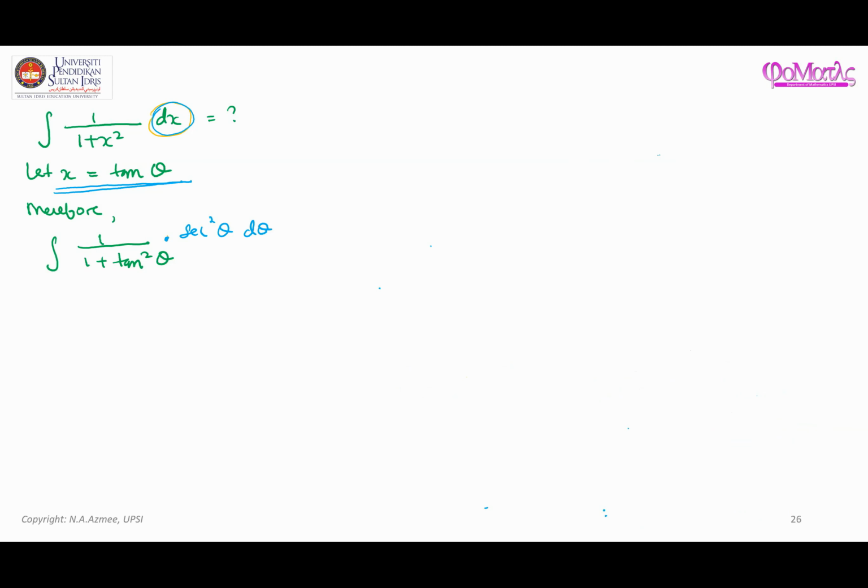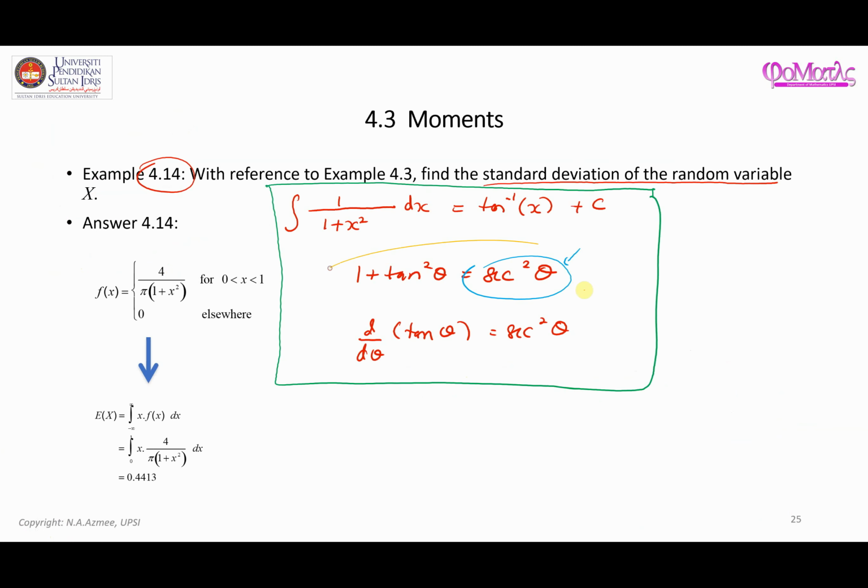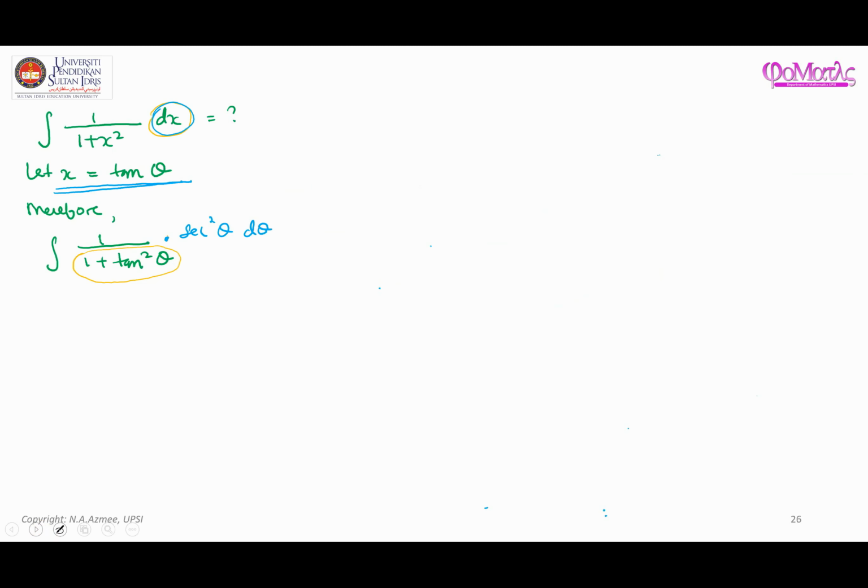Next, you can see that the result for this bottom part is going to be equal to secant squared theta as well, according to the trigonometric identity given here. And if you can't remember this, for example you forget the result of 1 plus tangent squared theta, it's okay, because you can derive it quite simply.